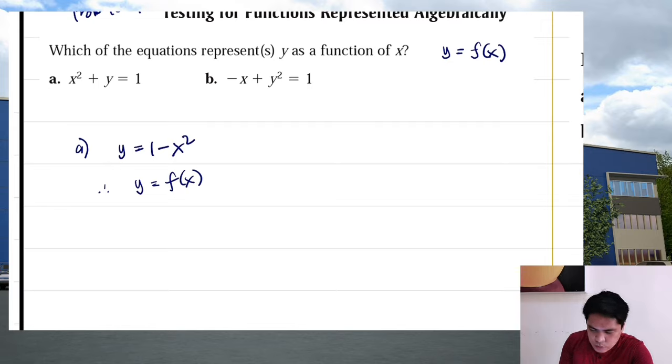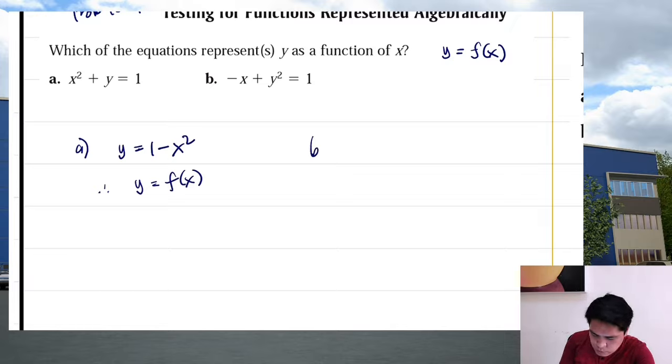For example, if you input here 0, let's just use small numbers so it's easy to compute in the mind. If you input here 0, the result of y is 1. Right? If you input here 1, the result is 0, nothing else. Right? So there's a one-to-one correspondence in this particular example.